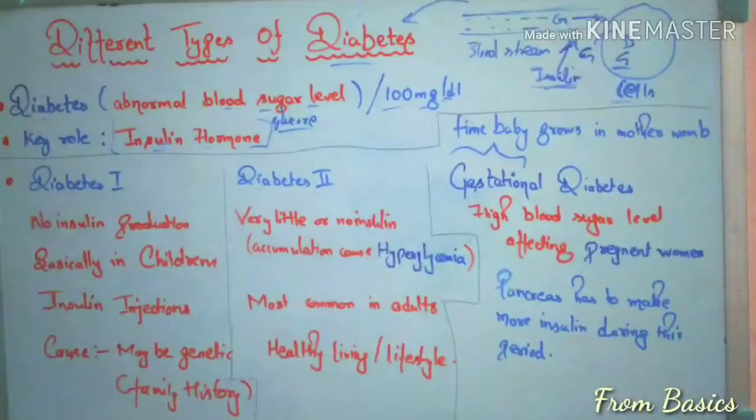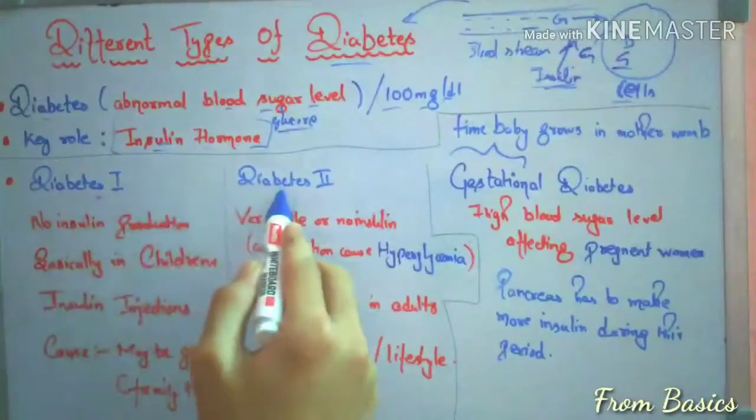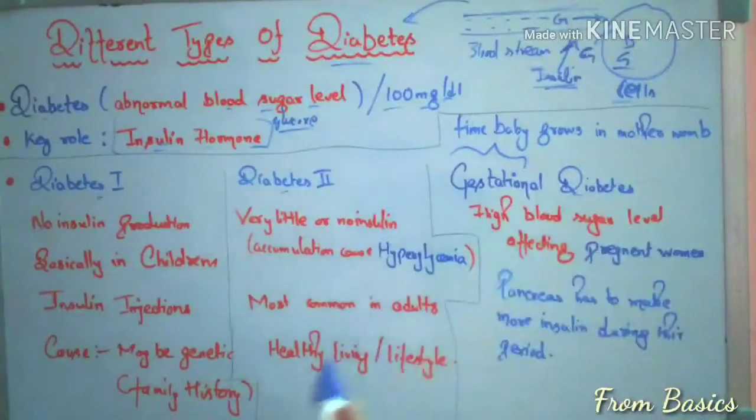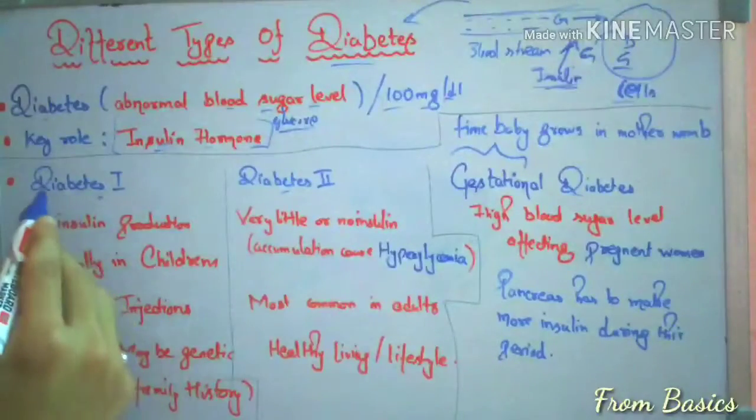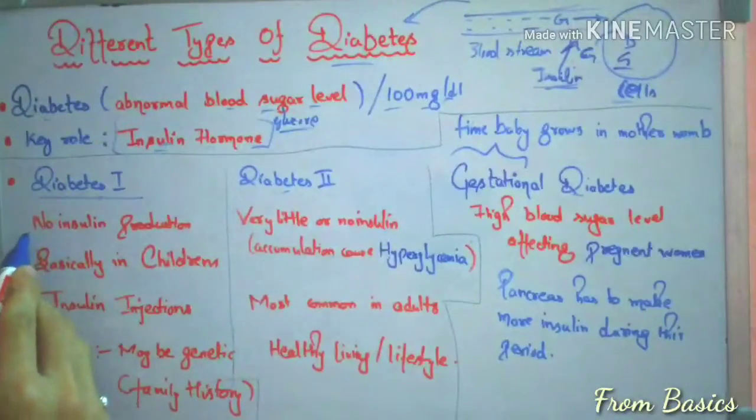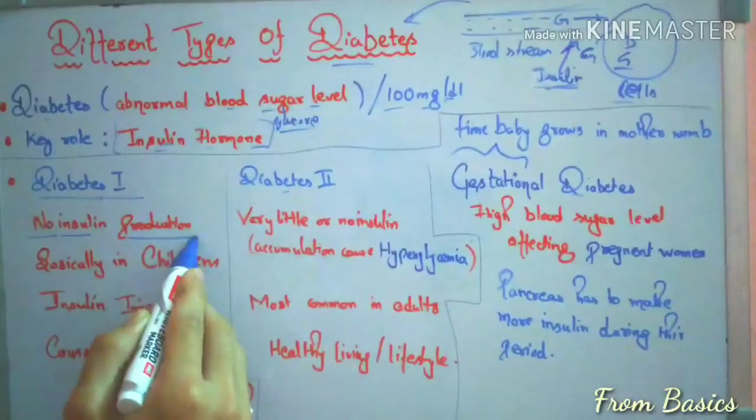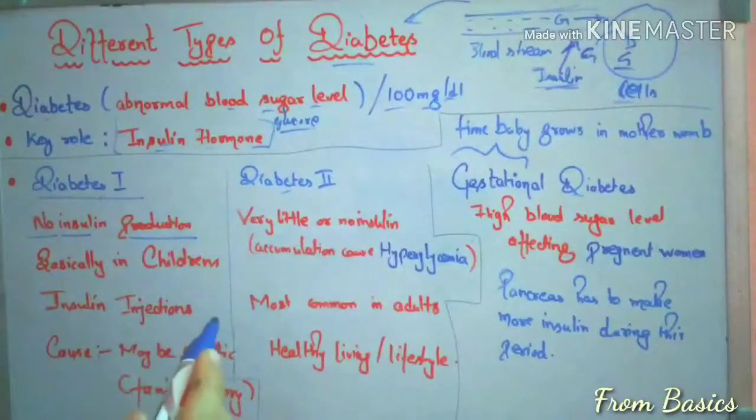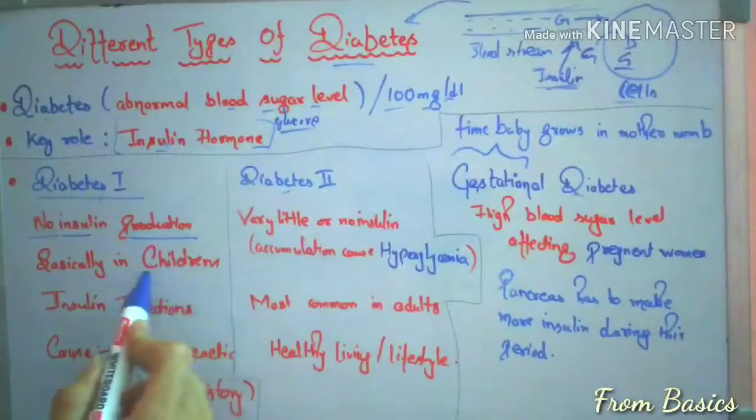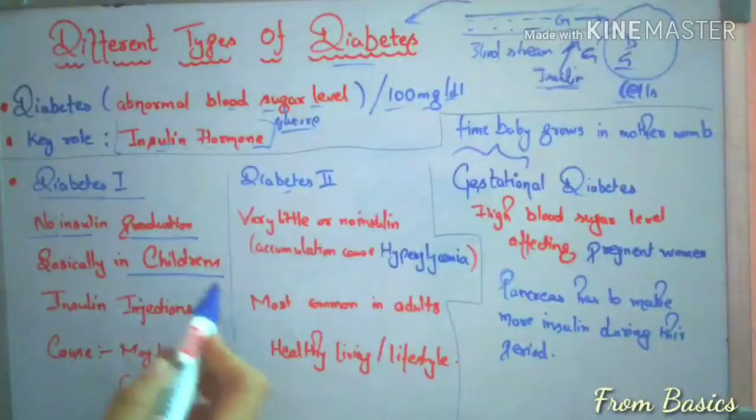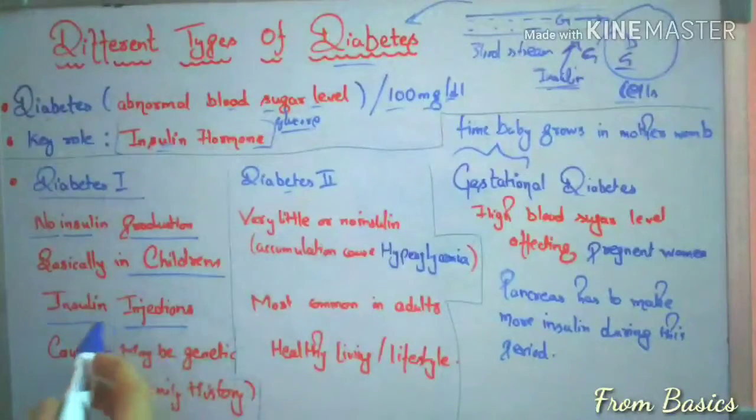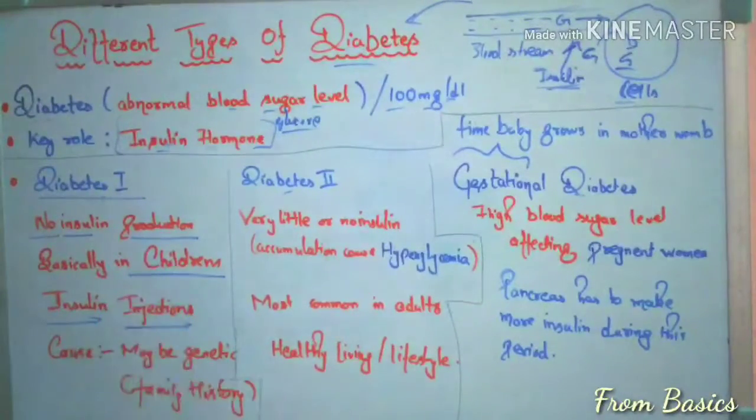Now what are the different types of diabetes? Diabetes 1 and diabetes 2 are the most common, and the third one is gestational diabetes. First of all, we are going to discuss diabetes 1. What happens in diabetes 1? There is no insulin production, meaning the pancreas is not able to produce insulin. This problem basically occurs in teenagers, or you can say in children. So insulin injections are given. There is no other care but the insulin injections given to the children.